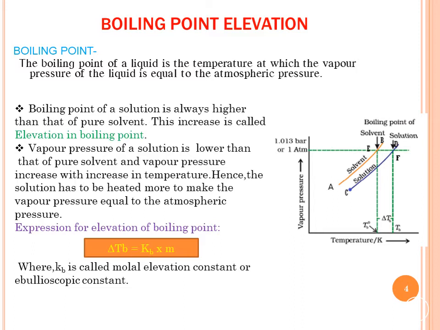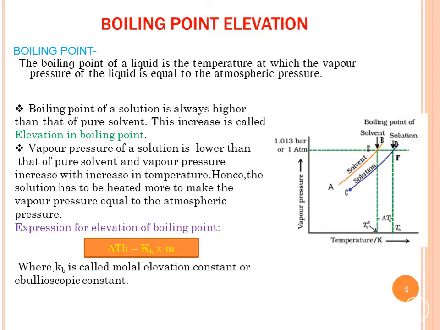Now if we consider the solvent and solution, what happens in this case? We know that the boiling point of a solution is always higher than that of the pure solvent, and this increase is called the elevation in boiling point. Remember this: the boiling point of a solution is always higher than that of the pure solvent, and this is called the elevation of boiling point.